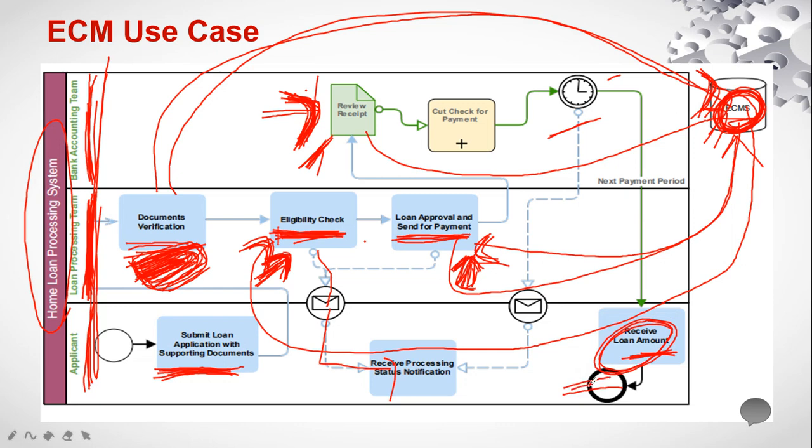So this is the typical example of ECM. I have explained how in each activity our banking system is generating a lot of content, and we are storing it in our ECM platform, and later on we are using those documents or that content to process our home loan application.